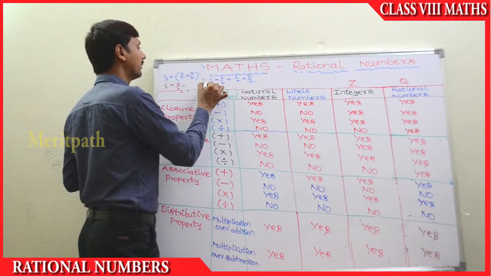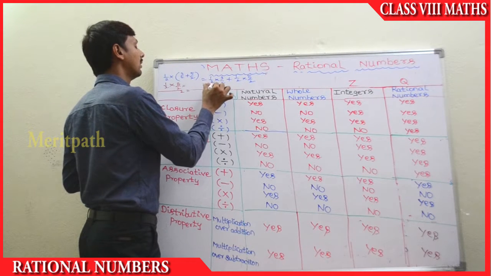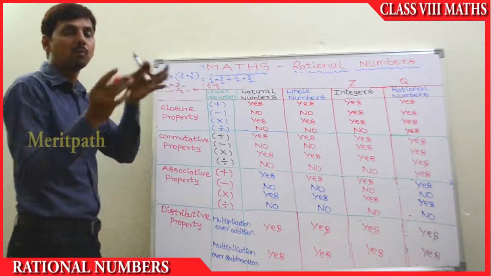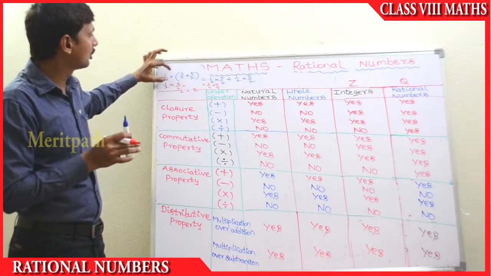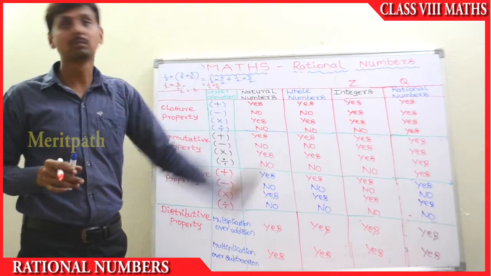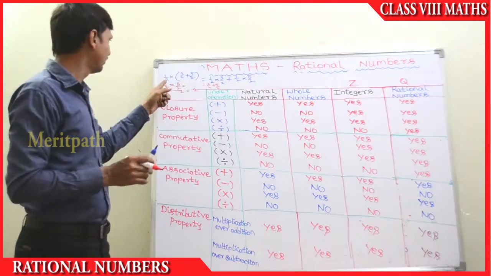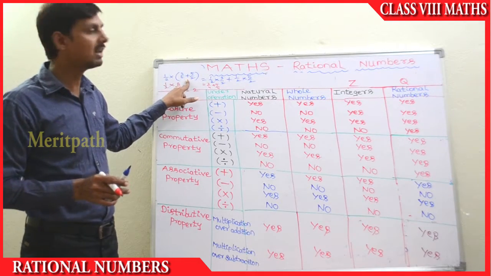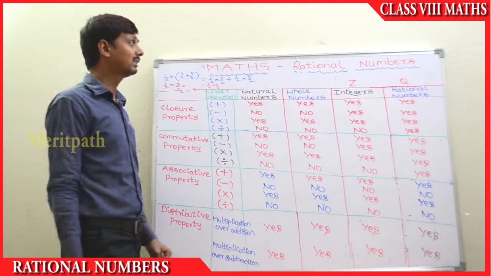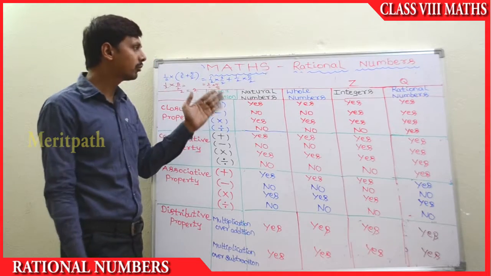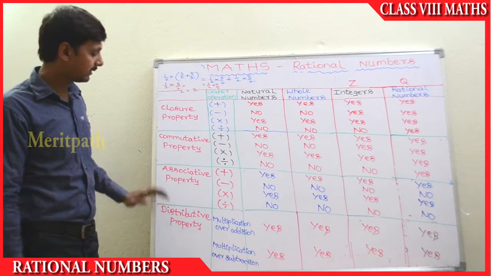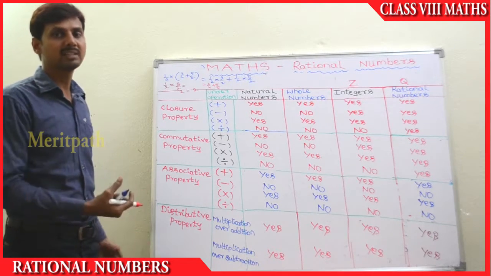Let's simplify the right-hand side. This is 3 by 4 and 5 by 4, which is 8 by 4, and 8 by 4 is also 2. On both sides we got the same result, so multiplication over addition on rational numbers is done. So yes, we have written. Similarly, if we take subtraction, we will get the same answer. Until now we have discussed the closure, commutative, associative, and distributive properties of natural numbers, whole numbers, integers, and rational numbers. So let's go to the next concept.